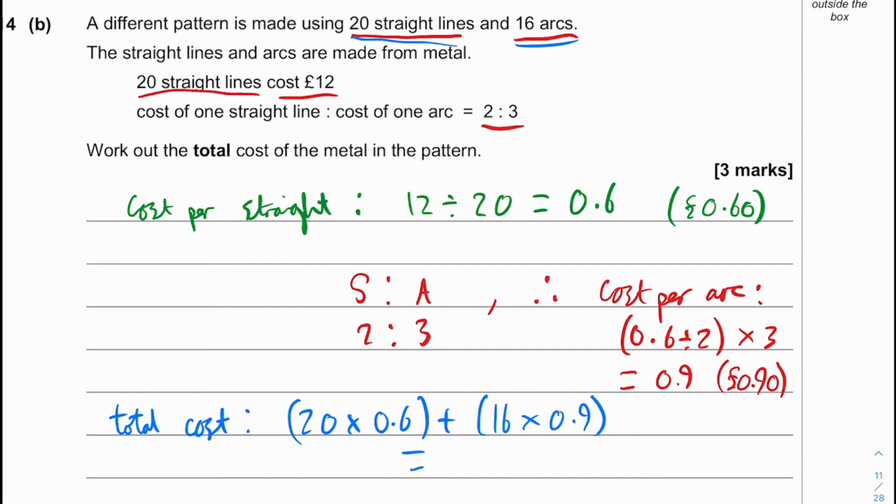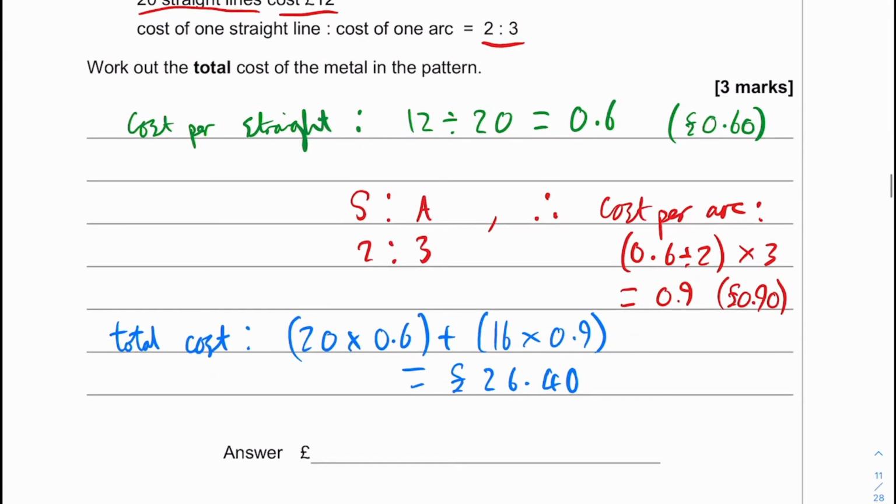and then when we add all this up, what we get is £26.40. So the final answer for the total cost of the metal in the pattern is £26.40.